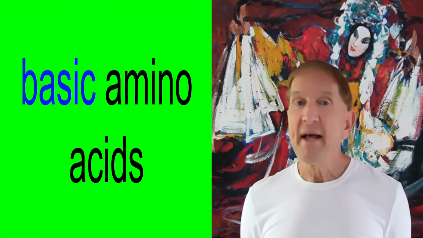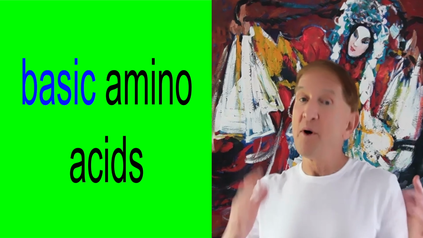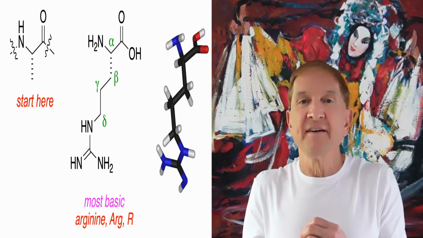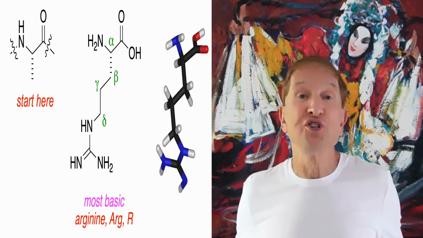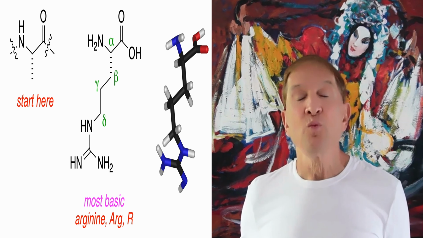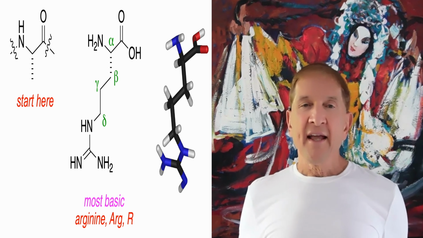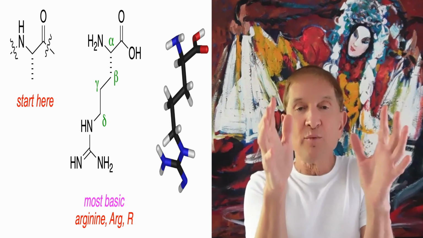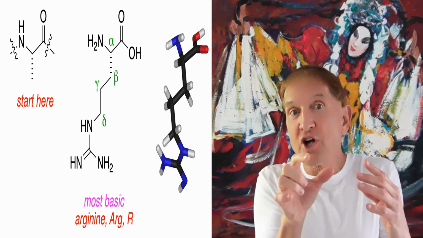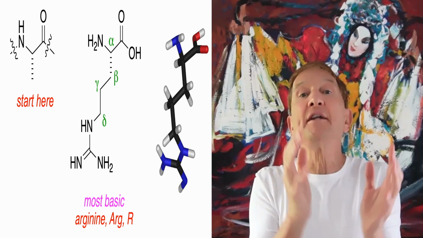There are 3 basic amino acids. The most basic one is arginine, ARG, 1-letter code R. It consists of our basic framework and then 2 more carbons and then a guanidine group.